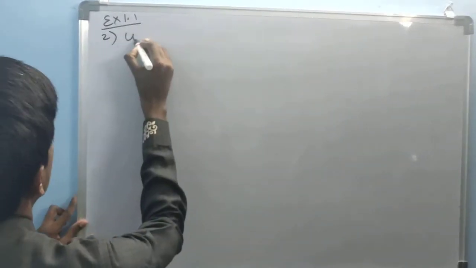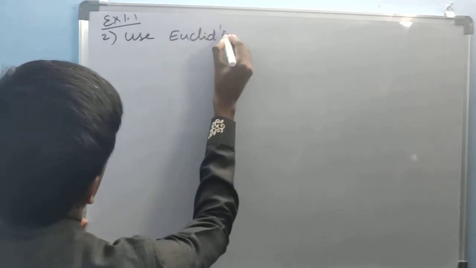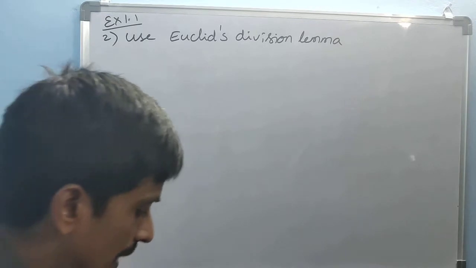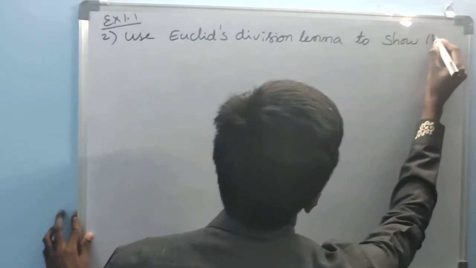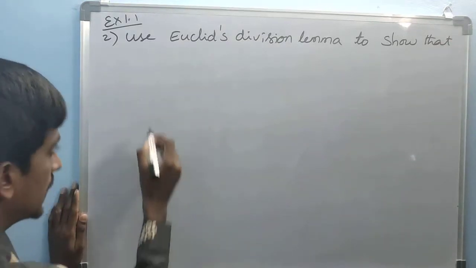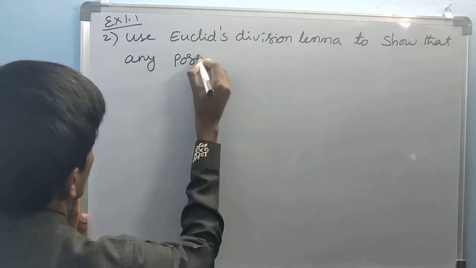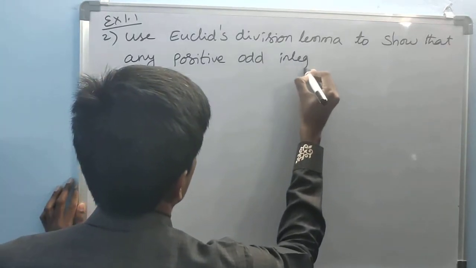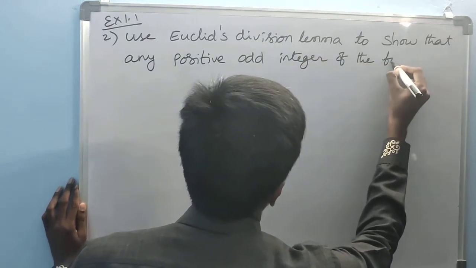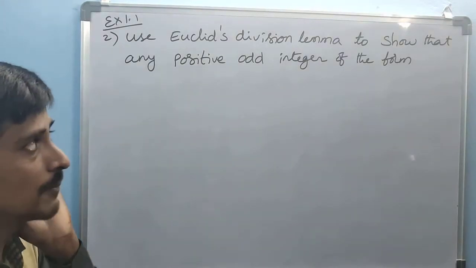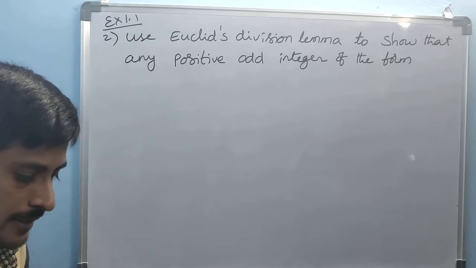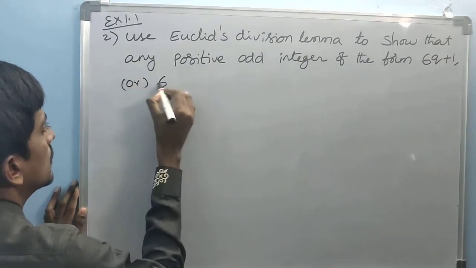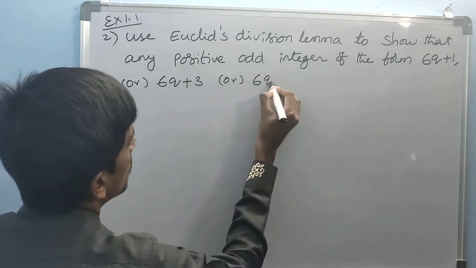Use Euclid's division lemma to show that any positive odd integer is of the form 6q plus 1, or 6q plus 3, or 6q plus 5.